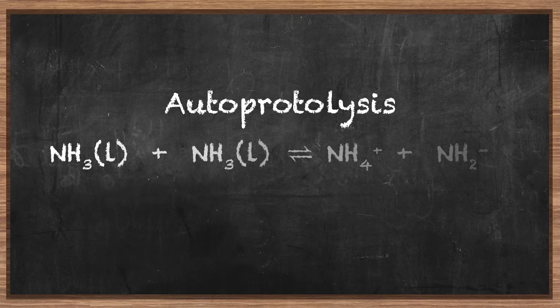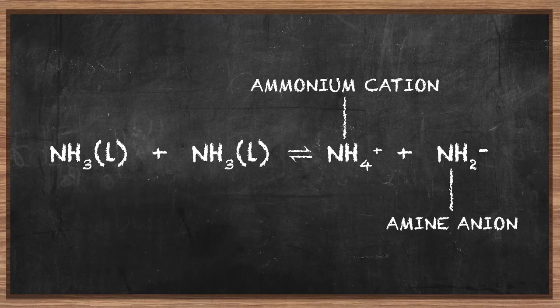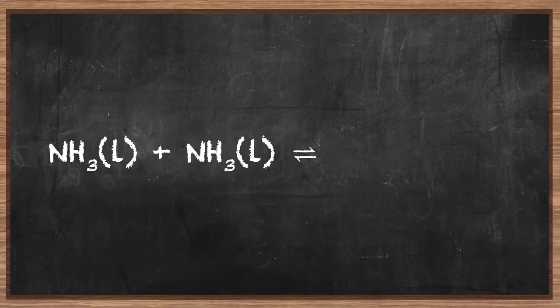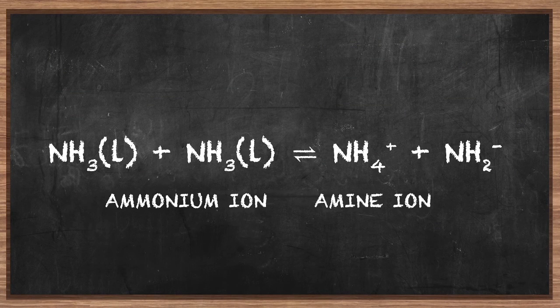Autoprotolysis also takes place in liquid ammonia. Two ammonia molecules react with one another to form the ammonium cation NH4+ and the amide ion NH2-. Take a few moments to identify the conjugate acid-base pairs. The products of this reaction are the ammonium ion and the amide ion.